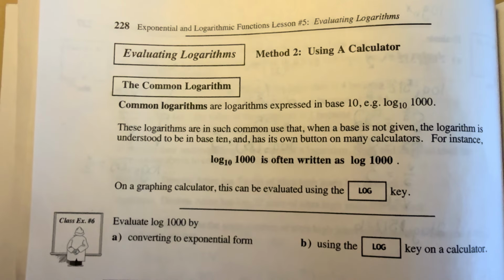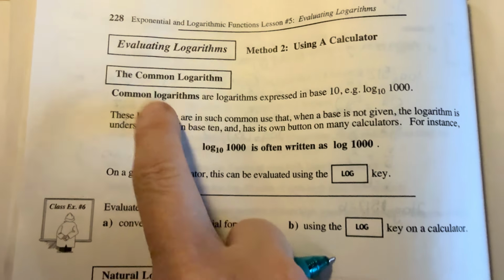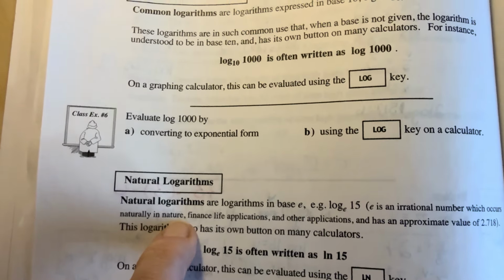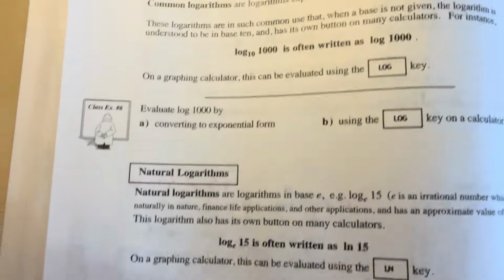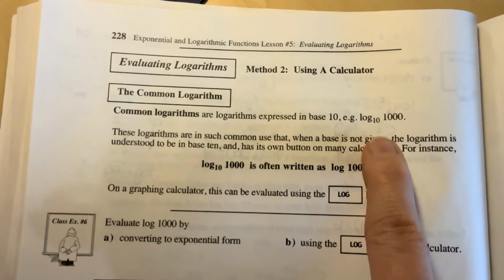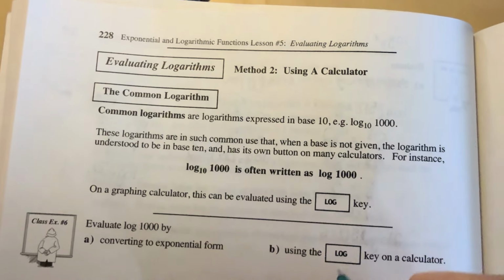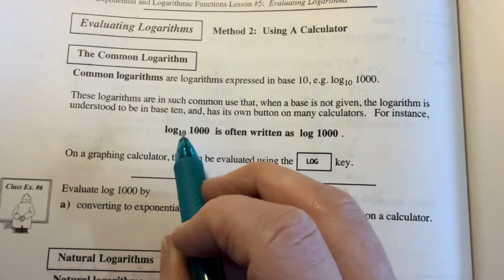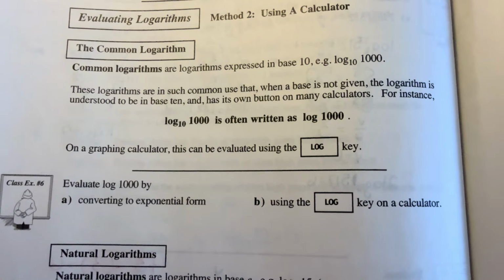Okay, let's look at evaluating logarithms using a calculator. We've got the common log and the natural log that we're going to be using, and also a log base so that we can use any kind of log. Common log is base 10. So if the base isn't given, you understand it to be base 10. For example, we wouldn't write log base 10 of 1,000, we would just write log 1,000.